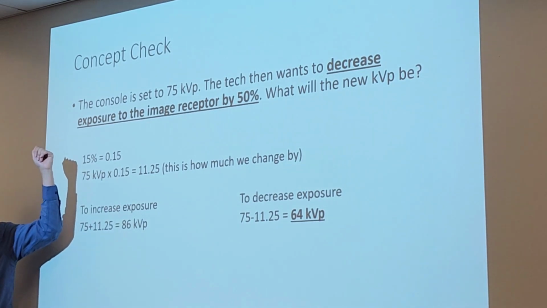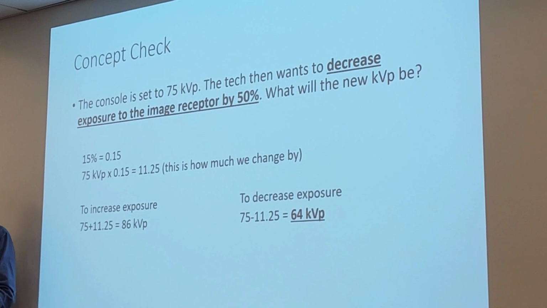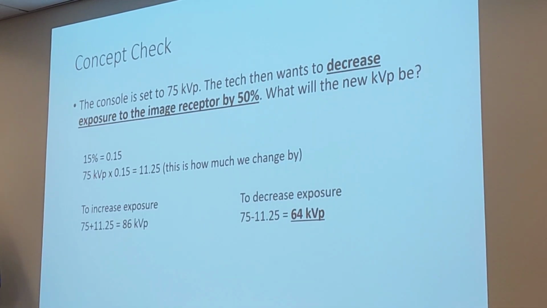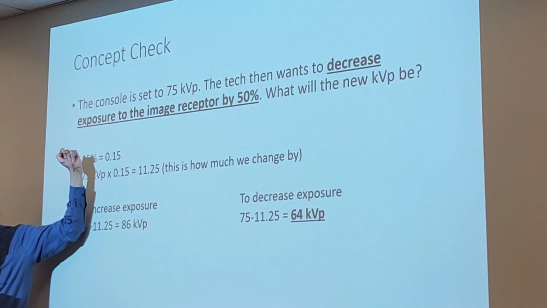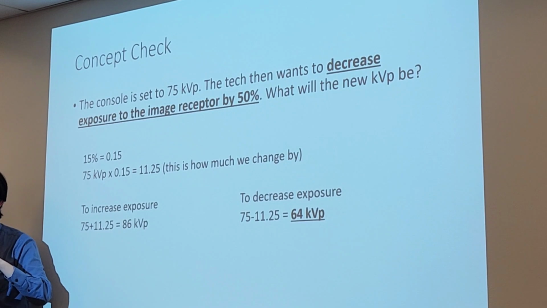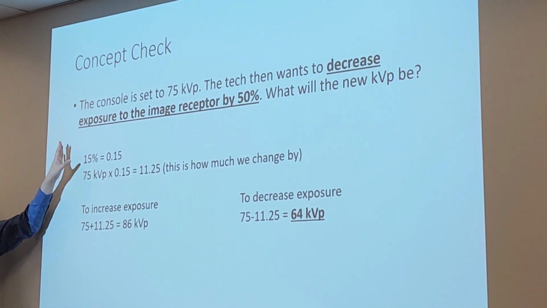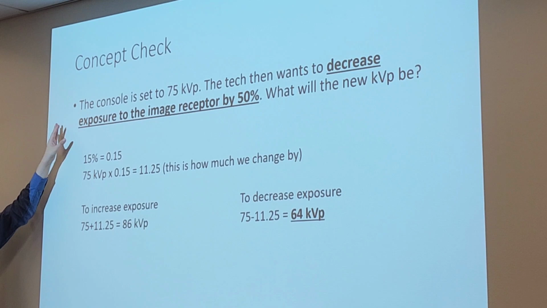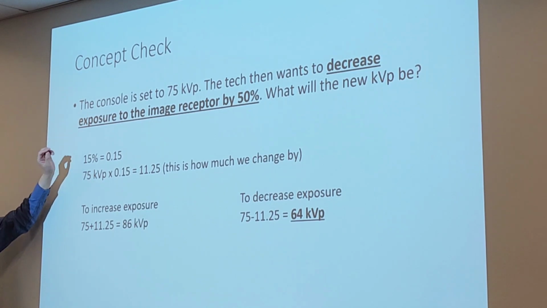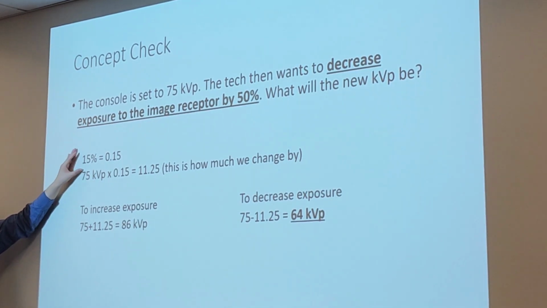All right, and so you're like, all right, I overexposed it. I need to drop the intensity, right? My S value was too low, right? I'm going to bring it back up to inside the correct range. So, to reduce intensity to the IR, I'm going to drop my KVP. But I'm not going to drop my KVP by 50% as well, right? That's too big of a change, right? Anytime you want to change intensity by 50% down, we decrease our KVP by 15% down.